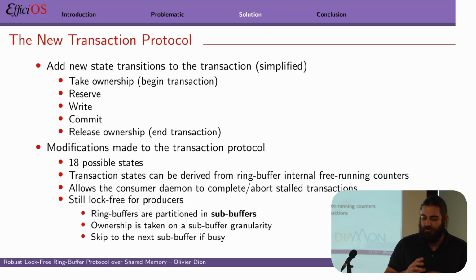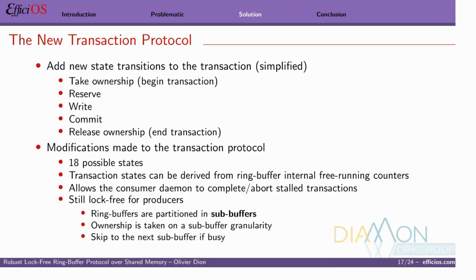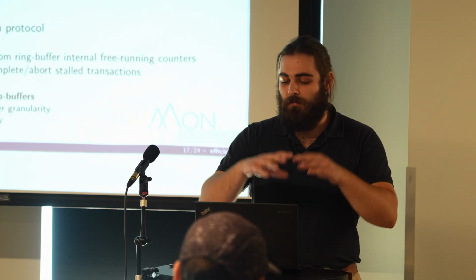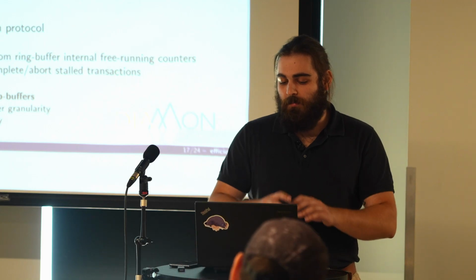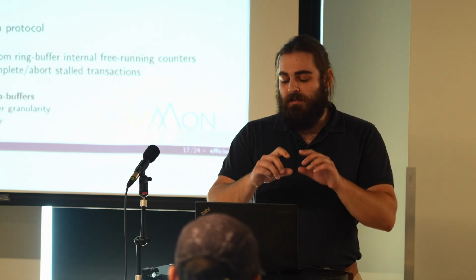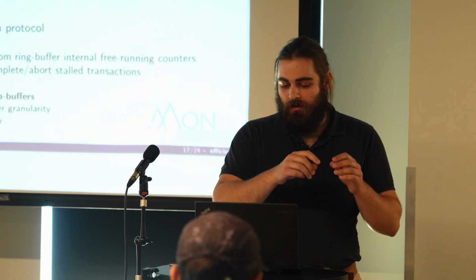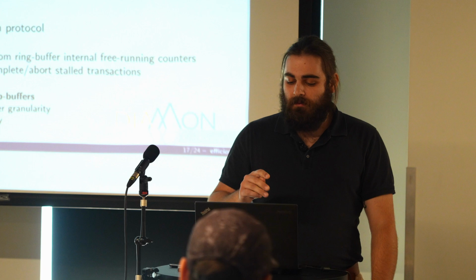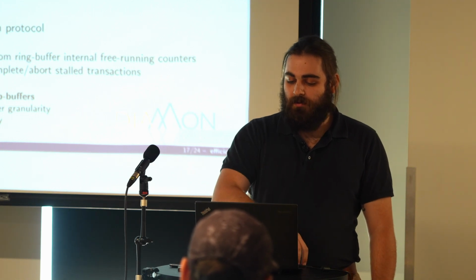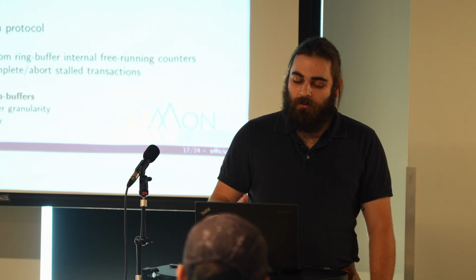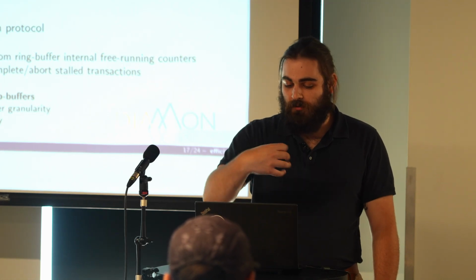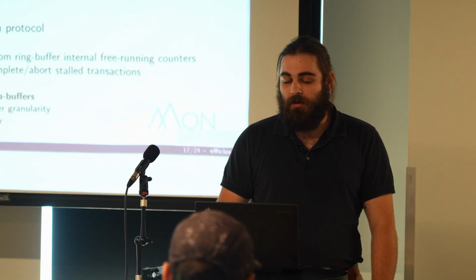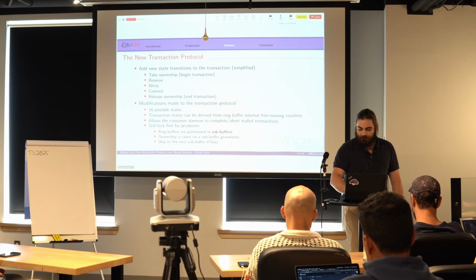And just to mention that the ownership model is basically an ownership by subbuffers. It's not global to the ring buffer itself. The ring buffer has many subbuffers inside of it, and every subbuffer has an owner. The ownership is only based on those subbuffers. And whenever a producer wants to take an ownership that's already busy, it skips to the next subbuffer. So this keeps the transactions lock-free.